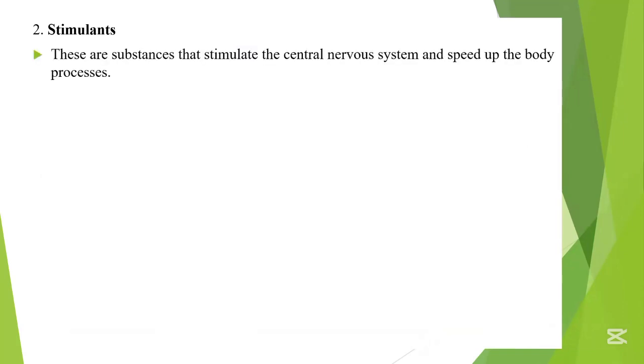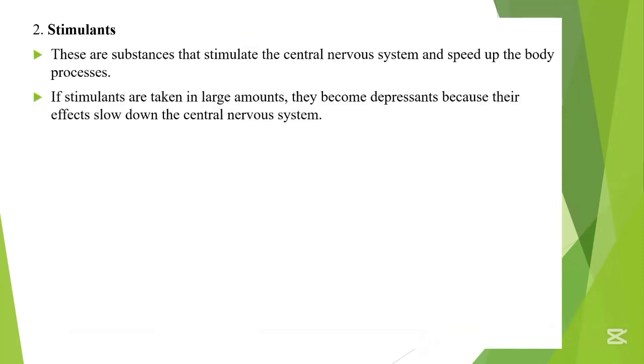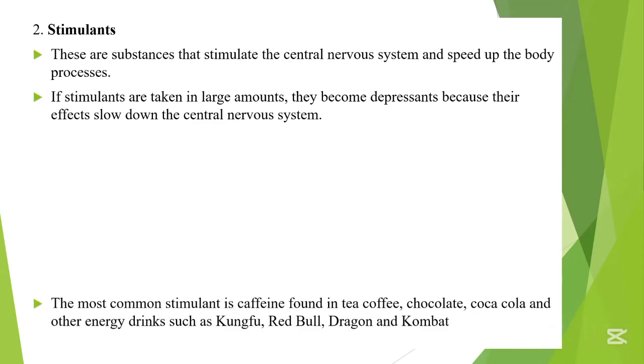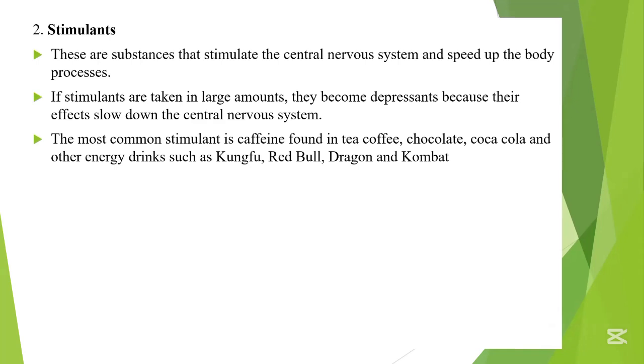Now, let's get to another classification, which is known as stimulants. Stimulants are basically substances that stimulate the central nervous system and speed up the body processes. So for these, when taken in large amounts, they become depressants because their effects slow down the central nervous system. So only if you take stimulants in excess, then they become depressants. The most common stimulant is caffeine, found in tea, coffee, chocolate, Coca-Cola, and other energy drinks such as Kung Fu, Red Bull, Dragon, Combat, and all sorts of energy drinks that you can think of. We have a wide range of those. So caffeine basically acts as a stimulant, but if you take it in excess, it can turn into a depressant.